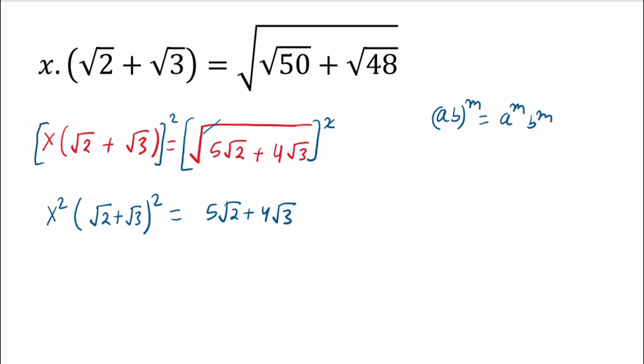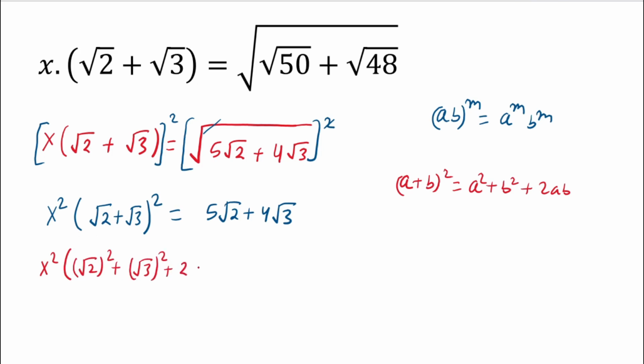In the left hand side we have (square root of 2 plus square root of 3) whole square, and we know that (a plus b) whole square is equal to a square plus b square plus 2ab. If we apply this rule, then x square times (square root of 2 square plus square root of 3 square plus 2 times square root of 2 times square root of 3) is equal to 5 times square root of 2 plus 4 times square root of 3.